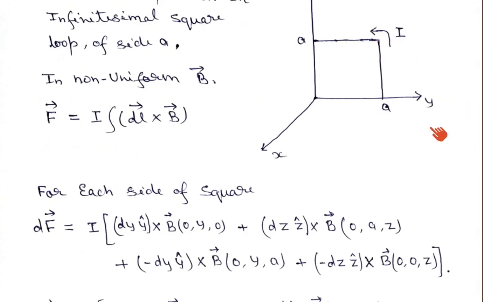Because this is the y unit vector, and obviously this magnetic field will be equal to, now we have moved a and a, so x is equal to 0, y is equal to y, and z is equal to a. So that is minus dy y unit vector cross product B at 0, y, a, plus if you see for this side, that is in the z direction but opposite, so minus dz z unit vector cross product B at x equal to 0, y equal to 0, but z equal to z, so B at 0, 0, z.